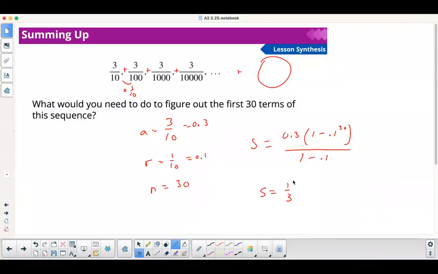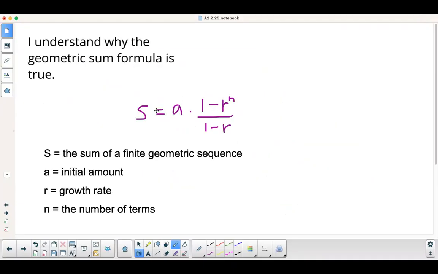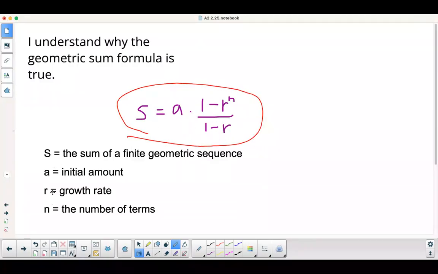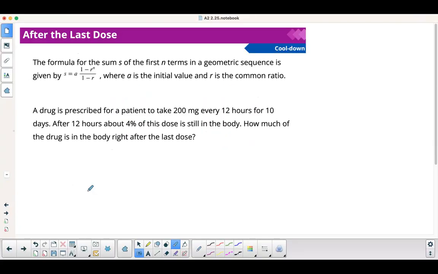All right, so you might say, how can it be an exact fraction like that if you're always adding? Well, it just gets so close to 1/3 that it's pretty much exact. All right, so basically I understand why the geometric sum formula works, so we kind of derived it there. Make sure you know this formula. Make sure you know all these numbers here. If you need to pause the video and write that down, go for it.